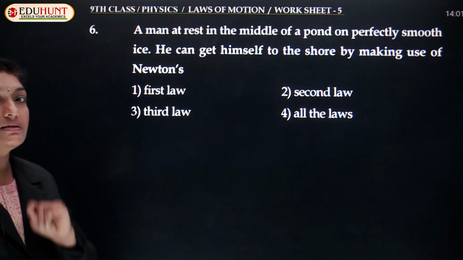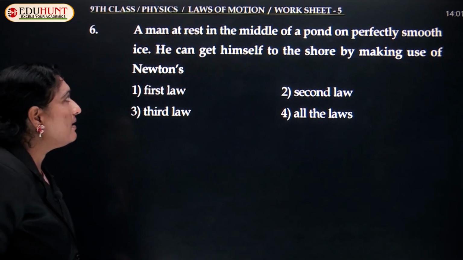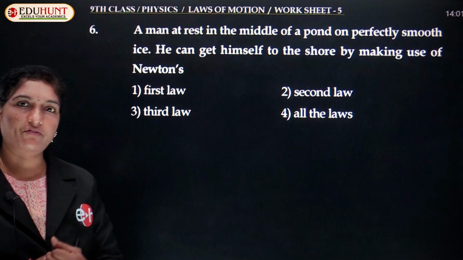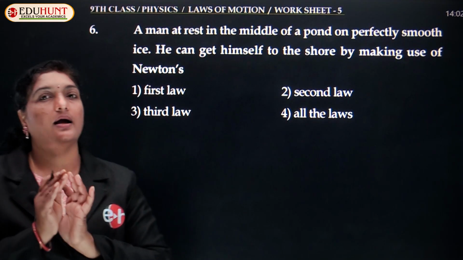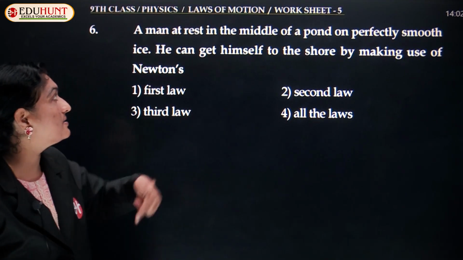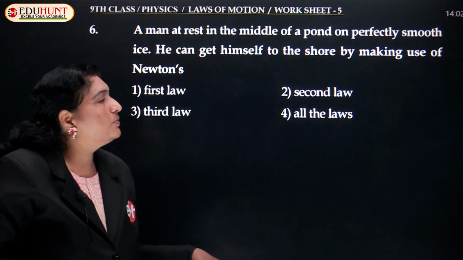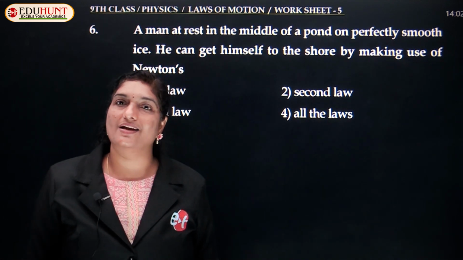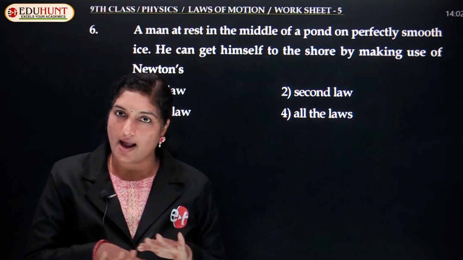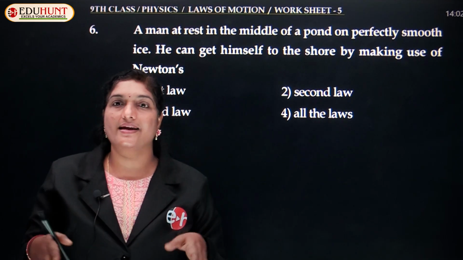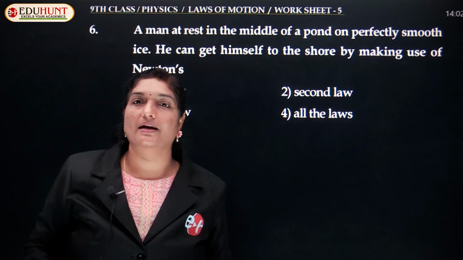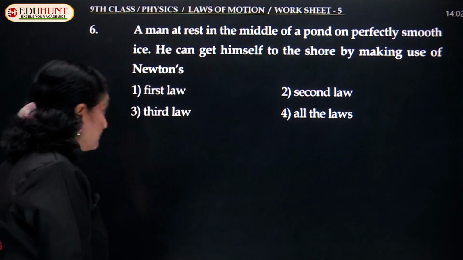Moving ahead with the sixth question. A man is at rest in the middle of a pond. A pond is there and the man is also there. So the man is at rest in the middle of a pond on perfectly smooth ice. So this person is standing on an ice block. You know ice block? So this person is standing on the ice block in the middle of a pond.